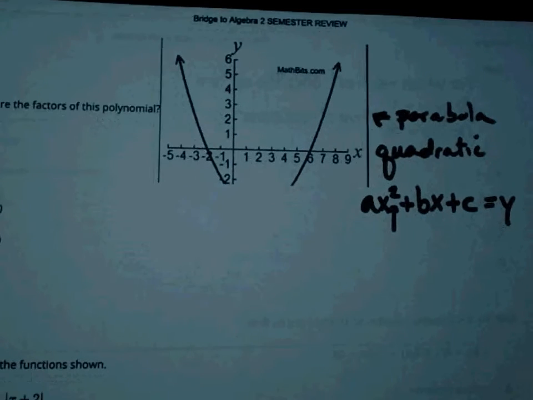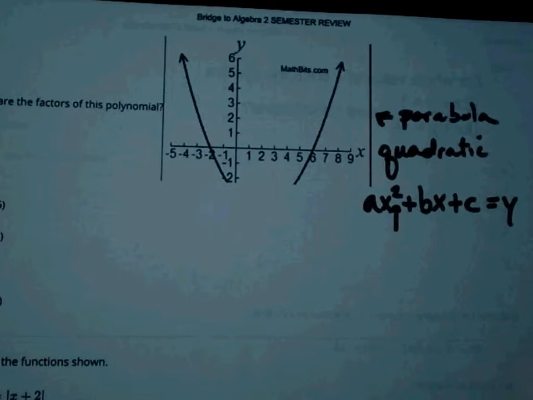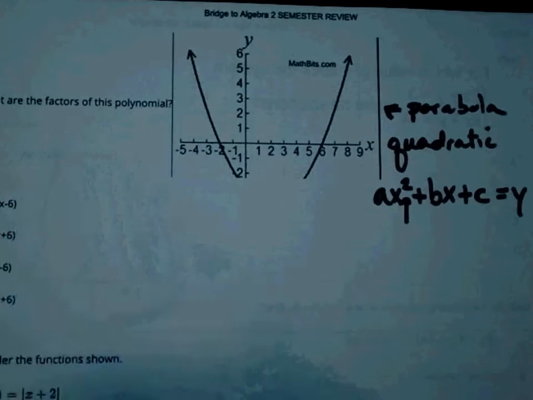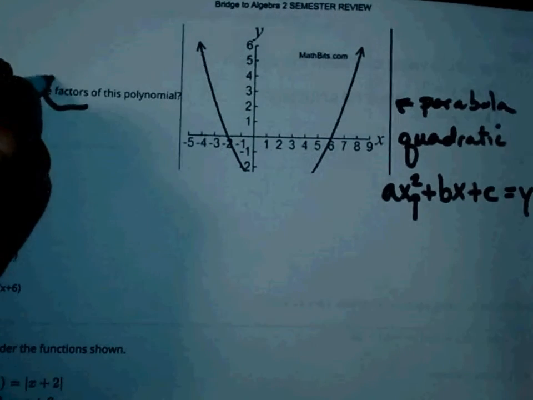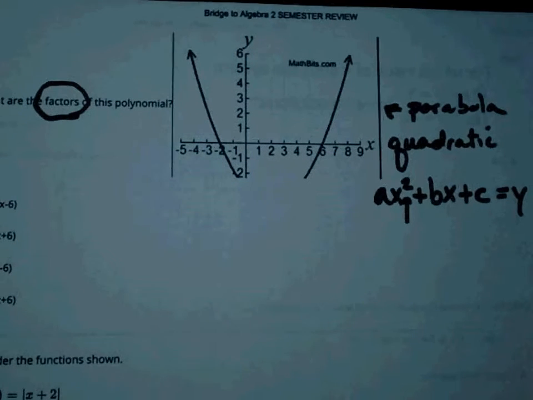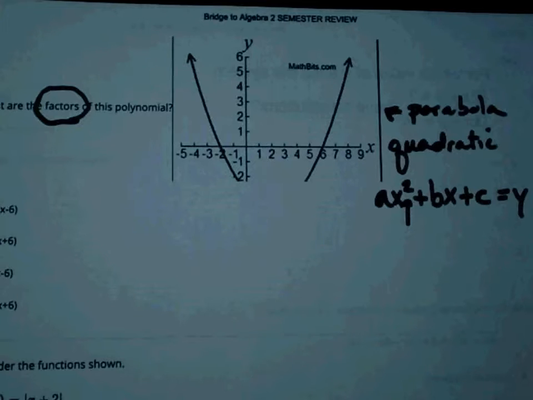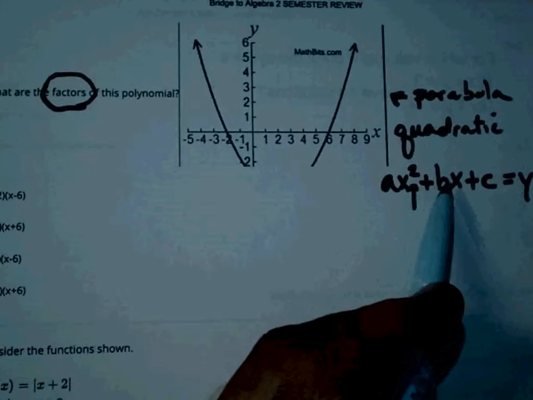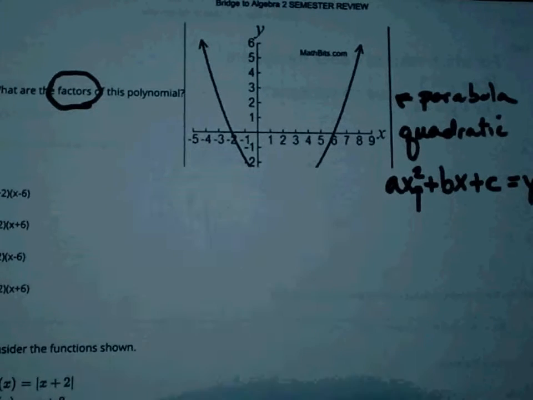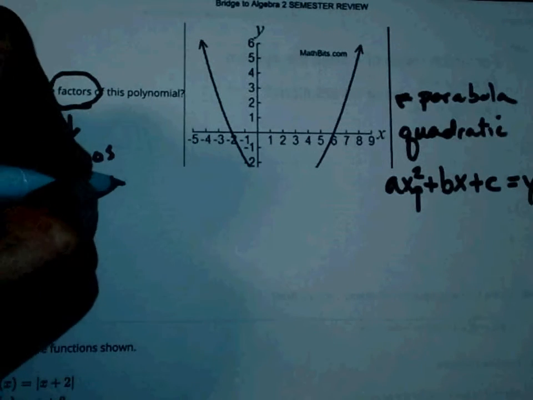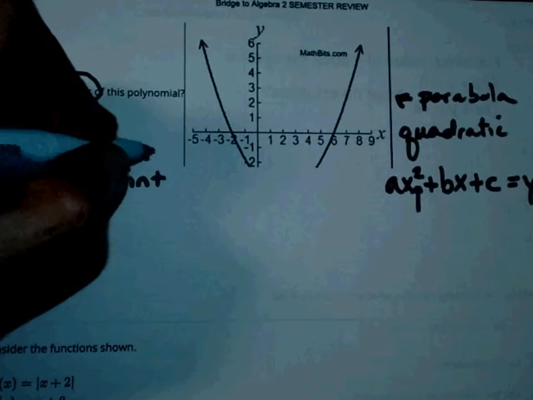Okay? And so what it's asking us to do is look at this picture right here, and it says, what are the factors? Now, we may not recognize the terminology here, but we factored these quadratics. When we did it, we broke it down into two binomials that would multiply to give us the trinomial. And so this is asking you to find the zeros or the x-intercepts, which are the same thing.